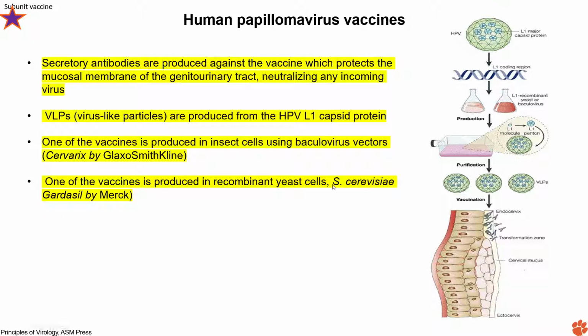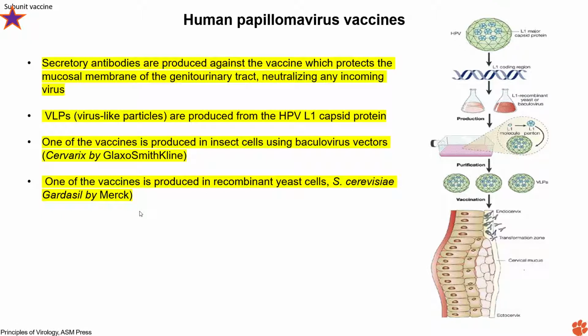So Saccharomyces cerevisiae is the yeast, and you can produce these VLPs, or the virus-like particles. Remember that this is a completely empty capsid. They just self-assemble upon production. There is nothing inside. There is no genome, and it's a very, very good vaccine. But cost is high because you are using insect cells or the yeast, so it's a pretty expensive vaccine.